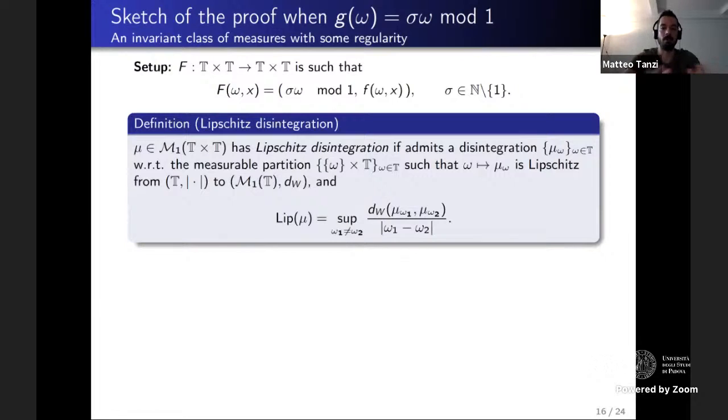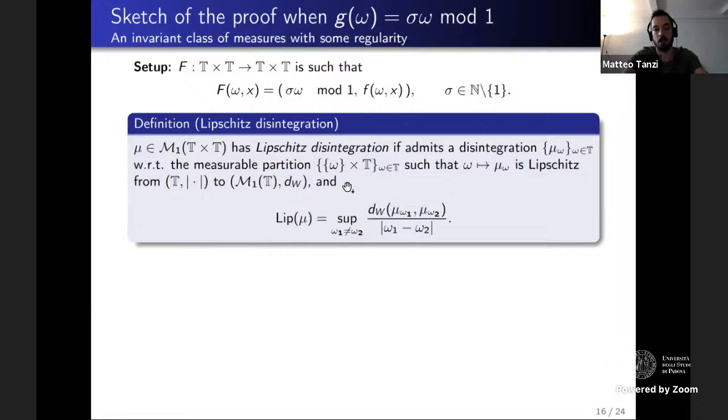The main tool and the main ingredient of all of the proofs is the following class of regularities for measures on the product space T cross T. We say that mu has Lipschitz disintegration if it admits a disintegration mu omega with respect to the partition into vertical fibers. So this is a partition of T cross T into vertical fibers, and mu will have a disintegration with respect to these vertical fibers. And if we find a disintegration which is Lipschitz as a map from omega to mu omega, where omega is on the torus with the Euclidean metric, and mu omega is on the space of probability measures on T with the Wasserstein distance.